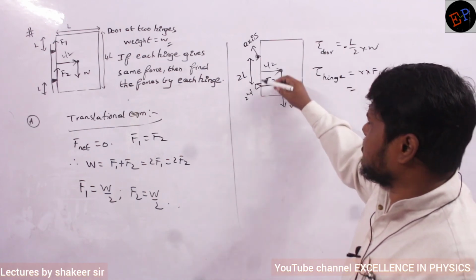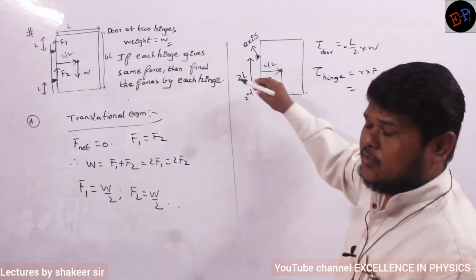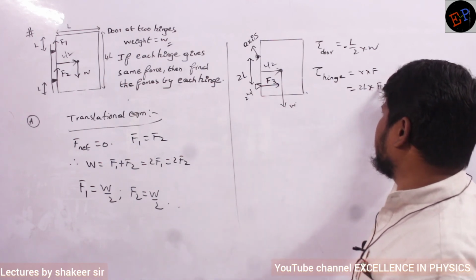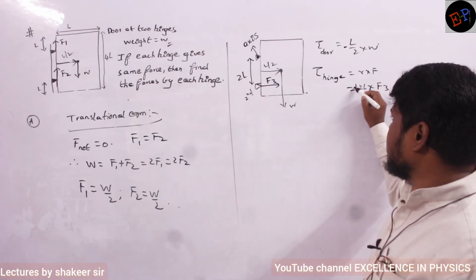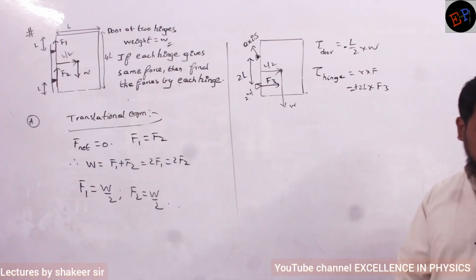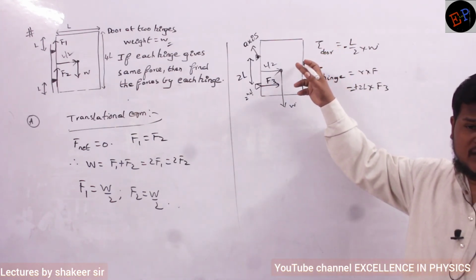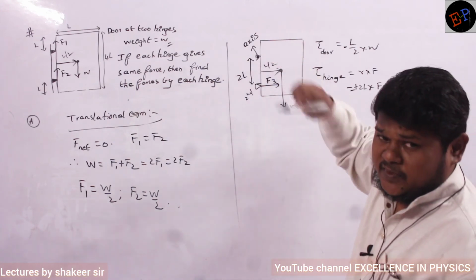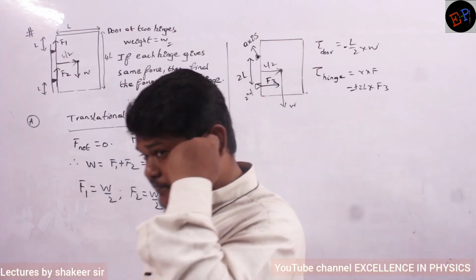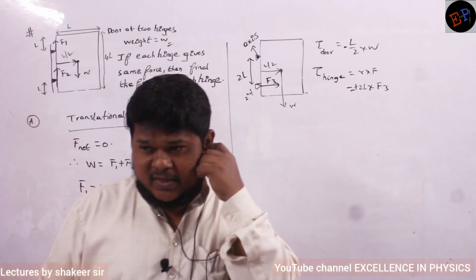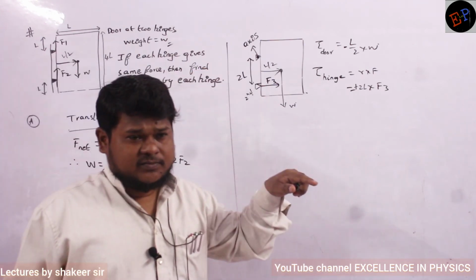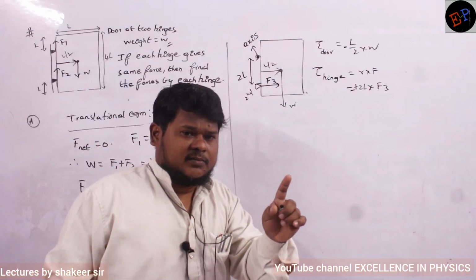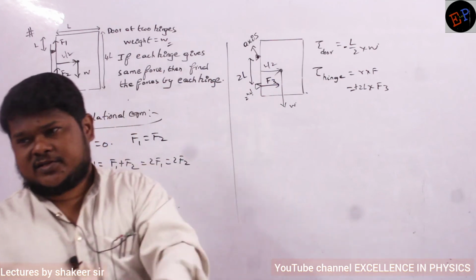So radius vector, what is the perpendicular distance from the axis? 2L. So 2L multiplied by, what is the force? Force I don't know, it is F3. But one thing which I know is definitely this is positive torque, because the door is giving negative torque. Now what about this first hinge? First hinge in this condition cannot give any torque, because it is present on the axis itself, no? The axis is present on the hinge itself.